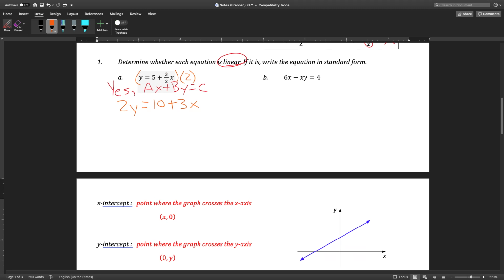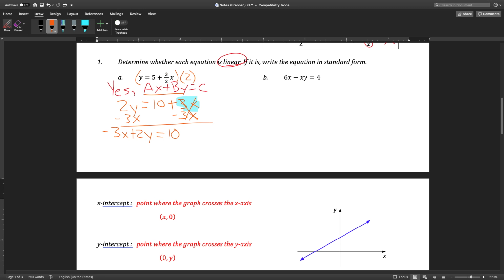So now I have accomplished the rule. I don't have any fractions. Now I need to get it in the form ax plus by. So I need to get this x value and move it to the other side. To do this, I need to subtract 3x from both sides. Whatever you do to the right side, you must do to the left side. My 3x's cancel. There are not any like terms on the left side, so I'm left with negative 3x plus 2y is equal to 10.